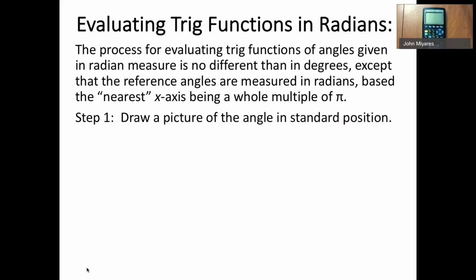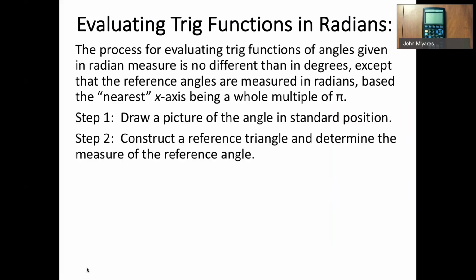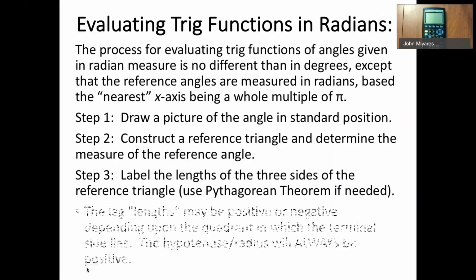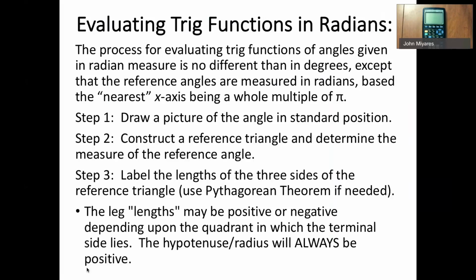First, we're going to draw a picture of an angle in standard position. Then we'll construct the reference triangle and determine the measurement of the reference angle and reference triangle. Once we have done that, we can label the lengths of the three sides of the reference triangle. If we only know two of the sides, we can use the Pythagorean theorem to get the third. Remember, as we label our side lengths, that the leg lengths may be positive or negative depending upon what quadrant the terminal side lies in, whereas the hypotenuse, or the radius, is always going to be positive.